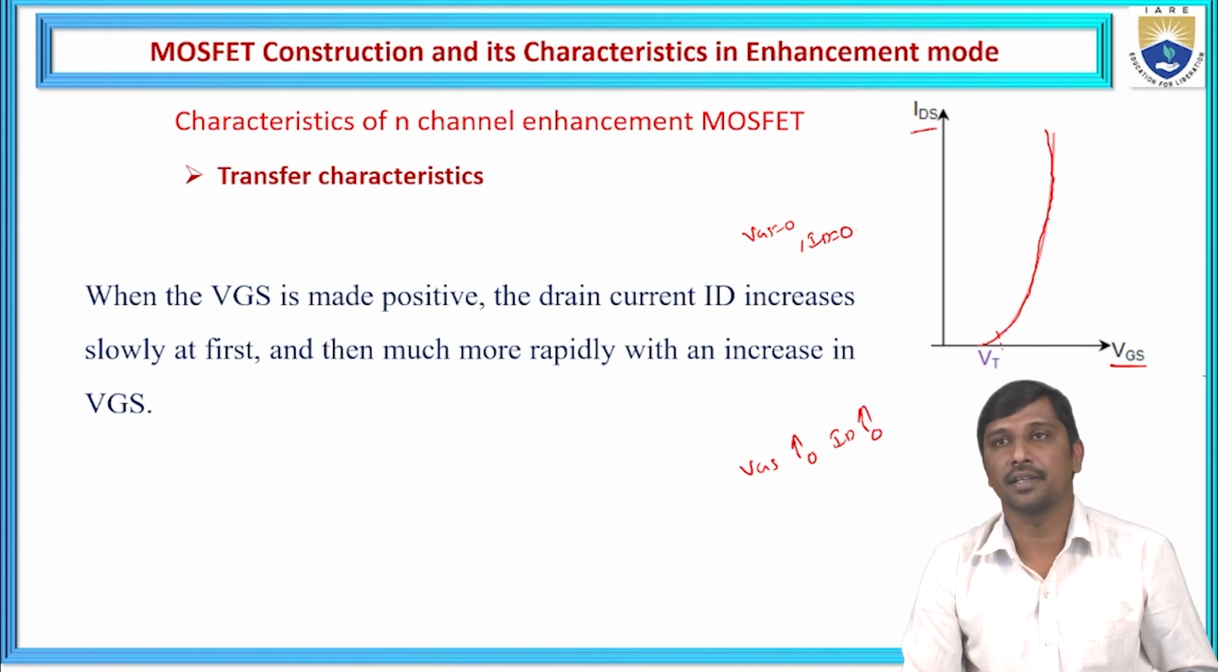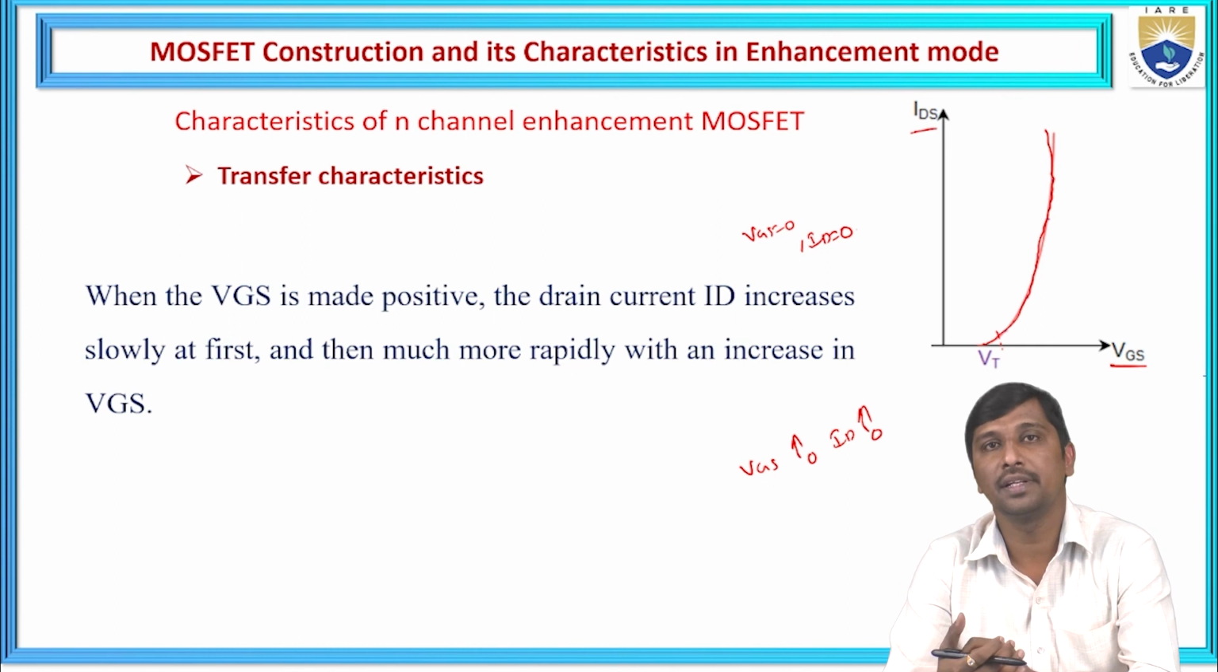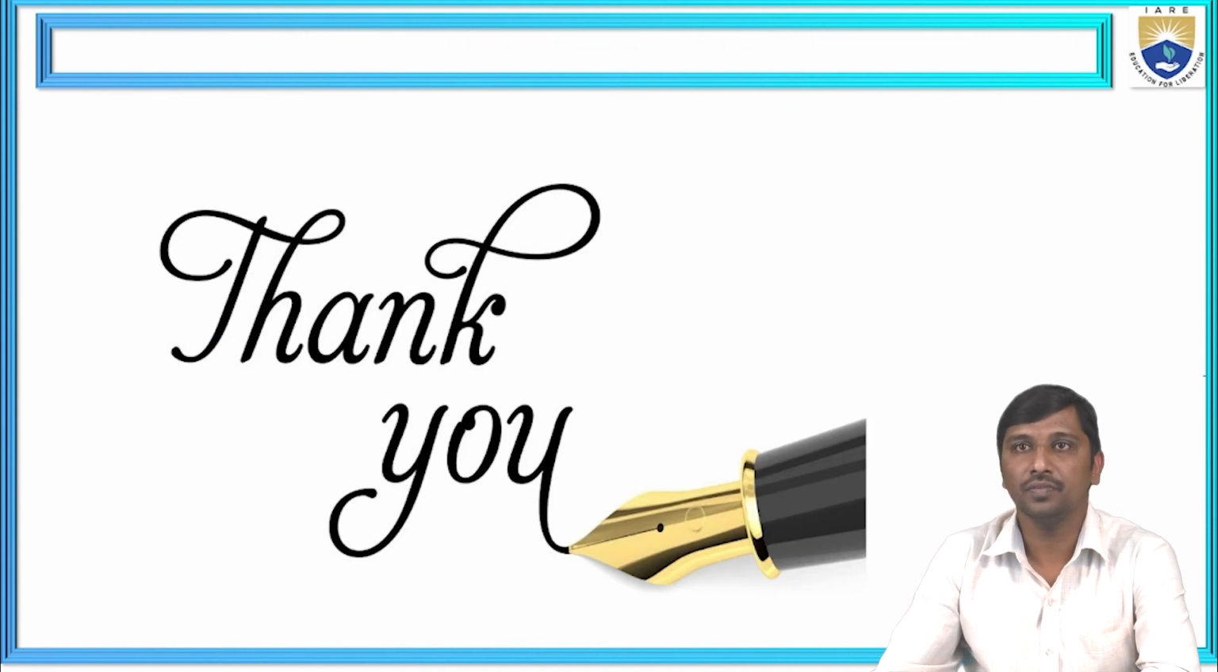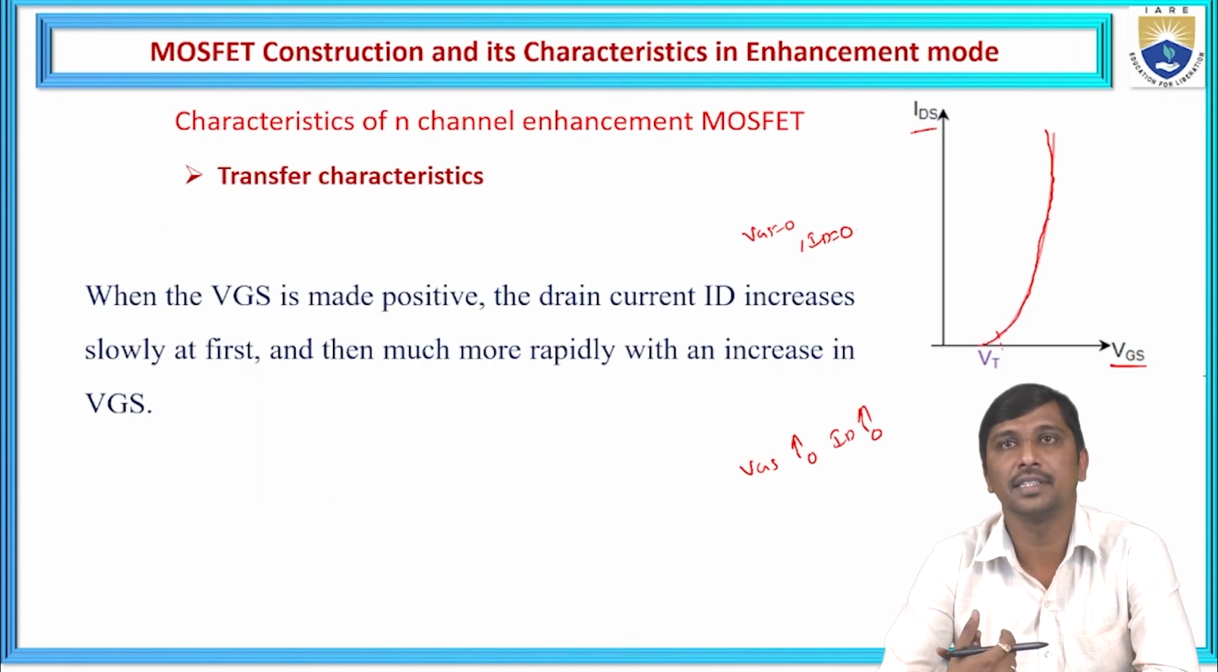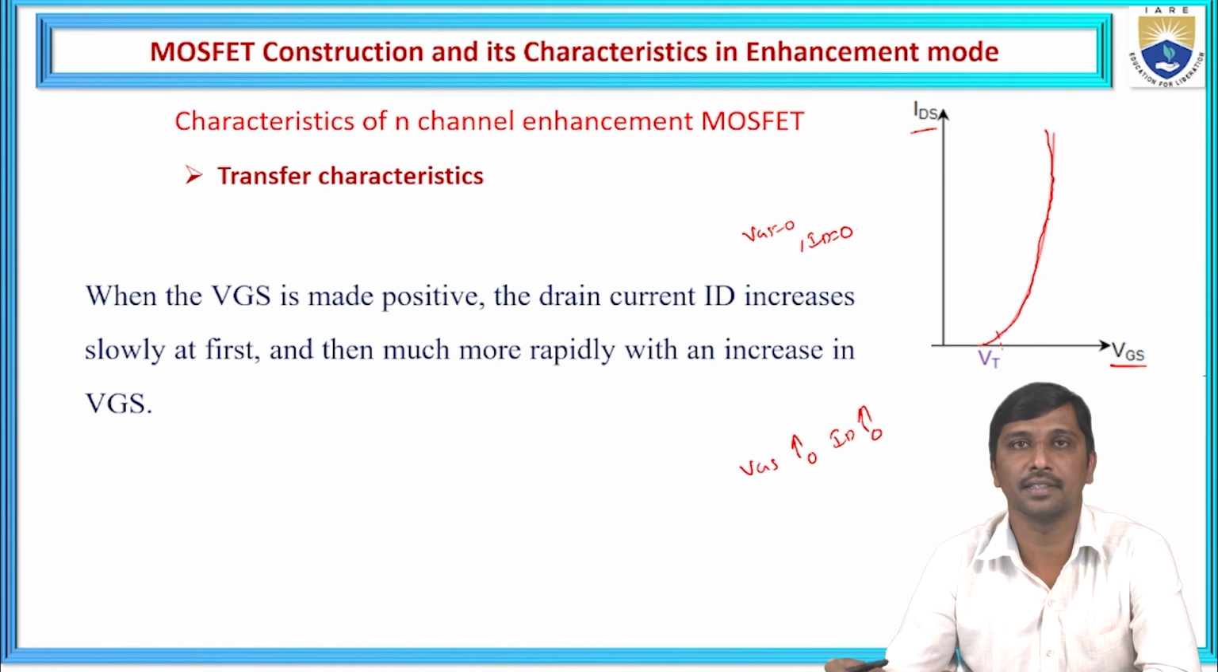From these transfer characteristics, we identified how the drain current is controlled by varying the gate to source voltage. We need to observe this point from the transfer characteristics: how the drain current is controlled by the variation of gate to source voltage. So up to this point, today we discussed the construction of the MOSFET in enhancement mode, and also the behavior or characteristics of the enhancement mode under the drain characteristics as well as the transfer characteristics.